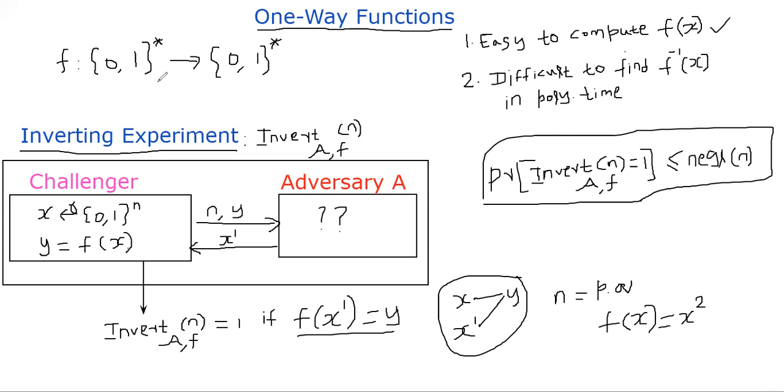It must be impossible for an adversary to invert the function in polynomial time. That's formalized here. The adversary finding another number x prime such that f of x prime is equal to y should be negligible. Meaning the inversion game producing the value 1 should be negligible in n. n is the security parameter. If you choose an n that is too small, then the adversary can just try all possible x's, and given y, he will be able to tell the x. That's not what we are interested in. We are interested in n being sufficiently large so that brute forcing is out of the question.